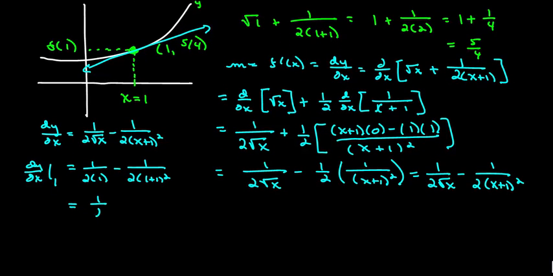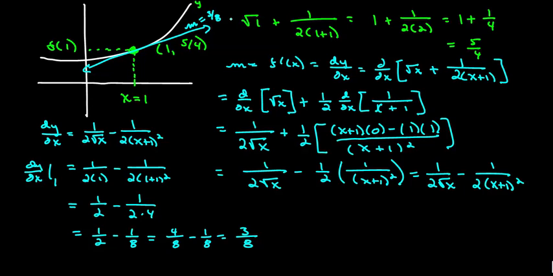Okay, so that's 1/2 minus 1 over 2 times, now this is 2 squared, so that'll be 4. So this would be 1/2 minus 1/8. And if we get a common denominator here, we end up with positive 3/8. So the slope of this blue line is 3/8. So the m value is 3/8.